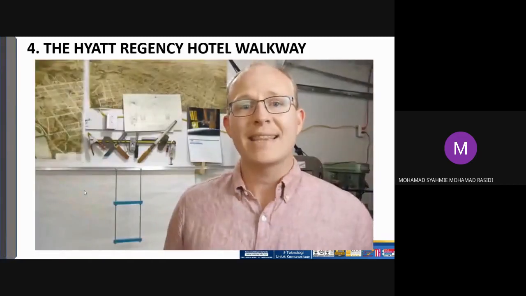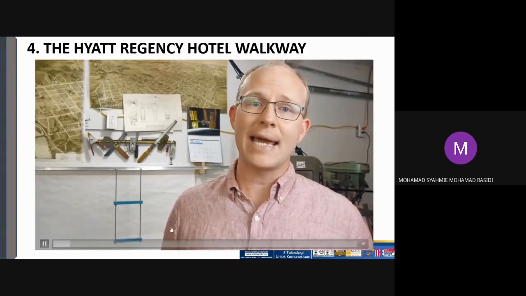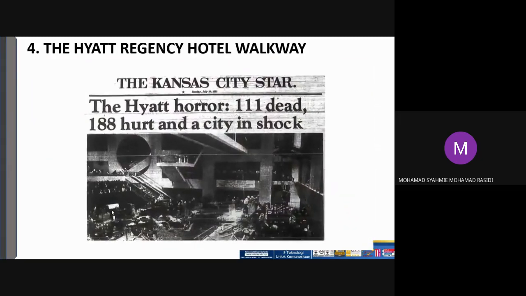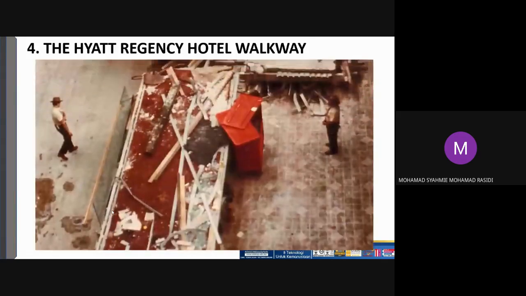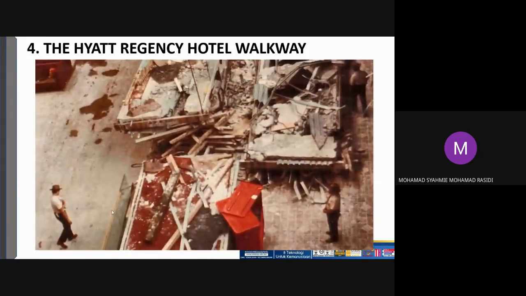Grady, take it away. In the summer of 1981, the Hyatt Regency Hotel in Kansas City, Missouri, hosted a large party in the multi-story atrium area. During the event, suspended walkways on the second and fourth floors collapsed, killing over 100 people and injuring over 200 more. At the time, the accident was the worst structural failure in U.S. history.